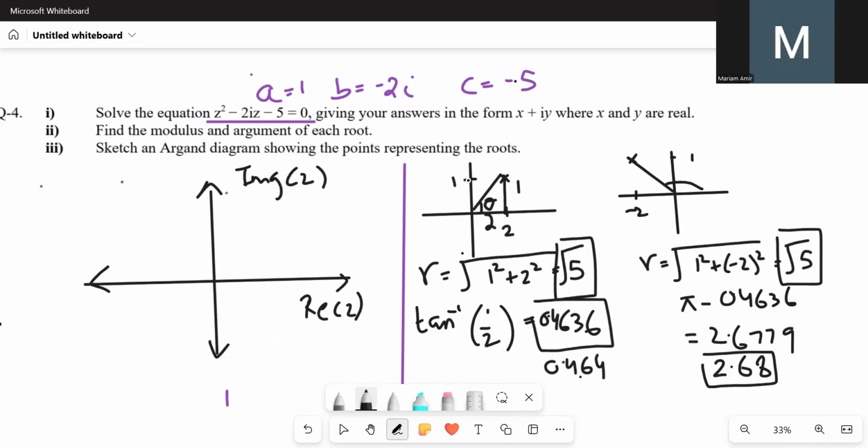One of the roots was 2 plus iota. So that's going to be placed in the first quadrant. So let's write 2 and 1 here. And the other one was negative 2 and 1, negative 2 and iota. So that's going to be right here. And that's just the answer for part 3.